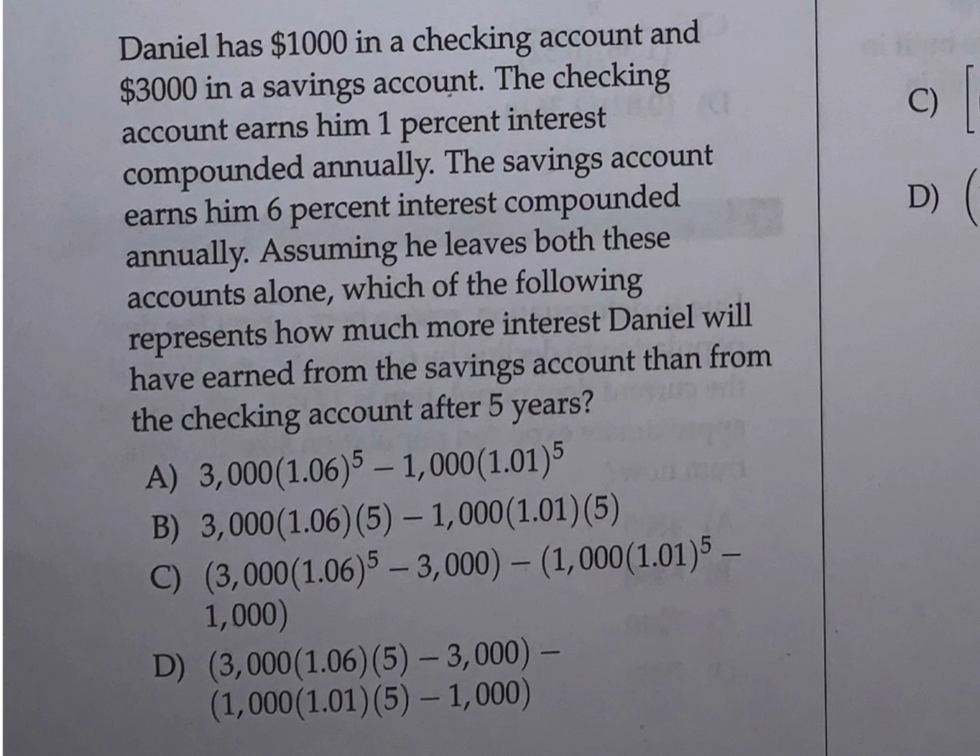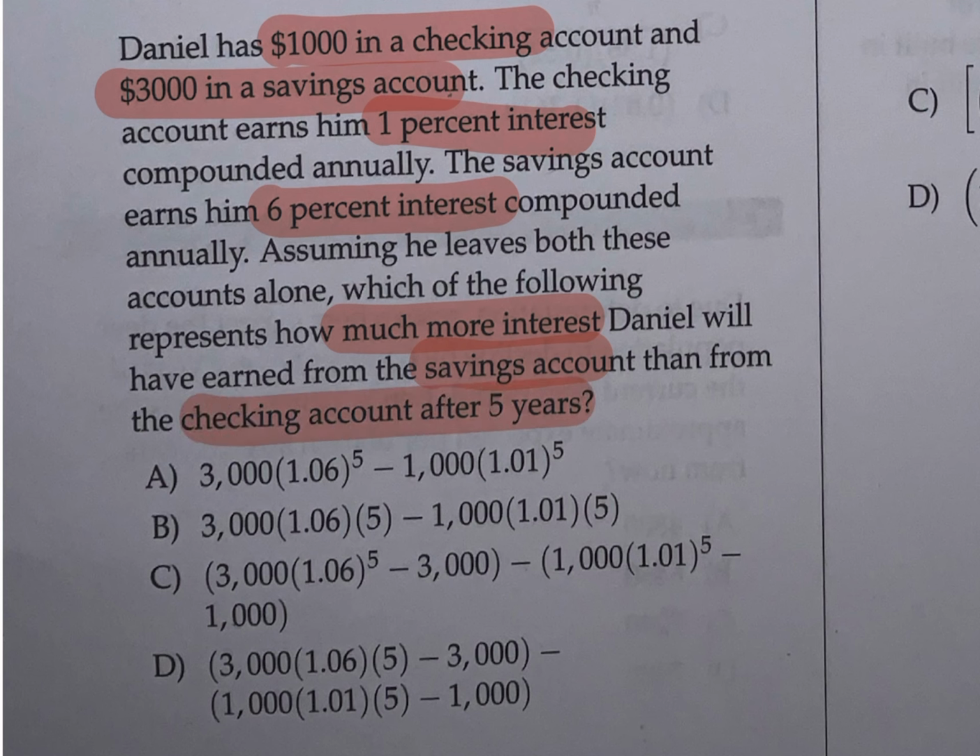So number 15 here, we have Danielle has $1,000 in a checking account, $3,000 in savings. The checking account earns 1% interest compounded annually. The savings account earns 6% interest compounded annually. Assuming he leaves both of these accounts alone, which of the following represents how much more interest will be in the savings account than the checking account after 5 years?